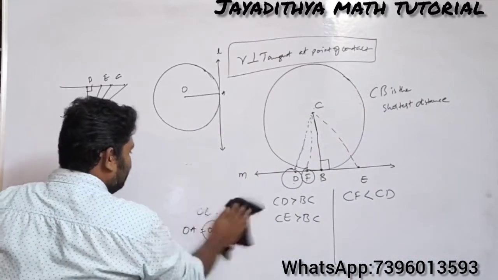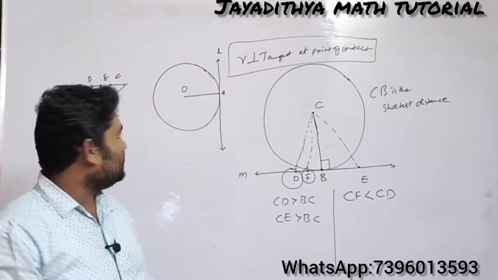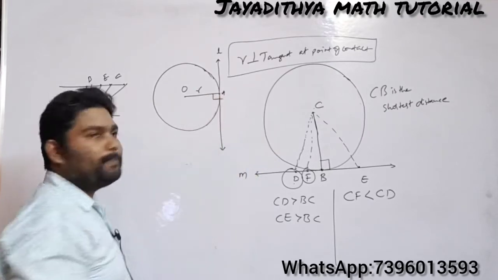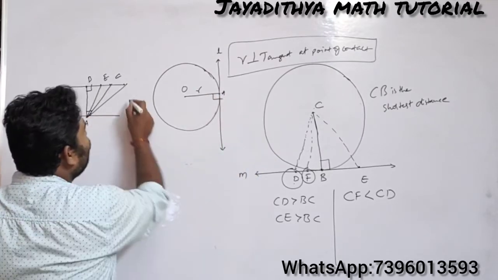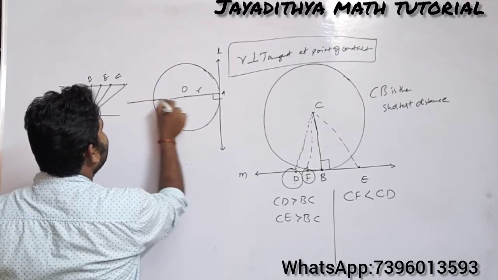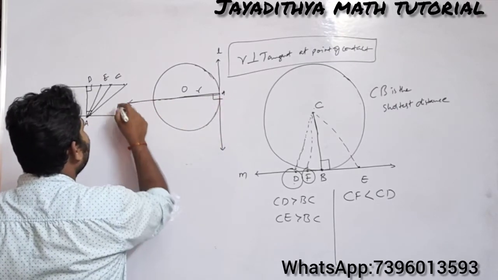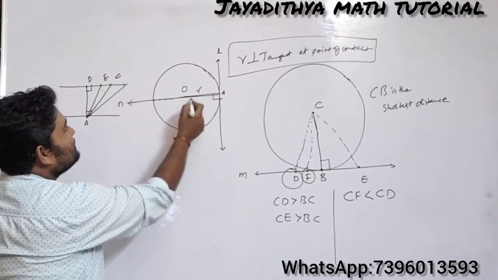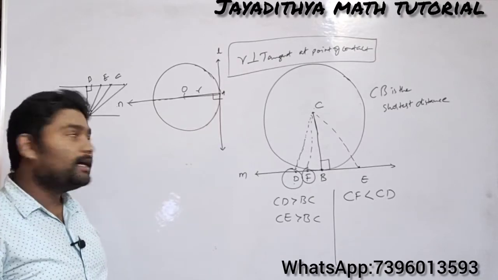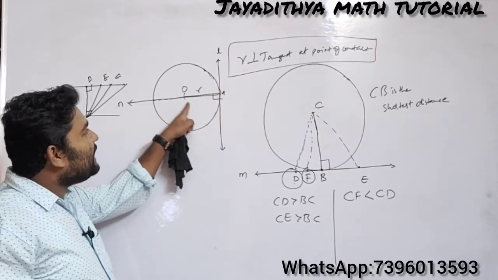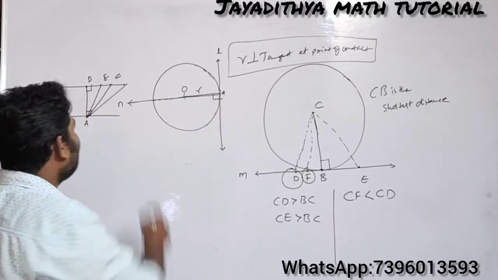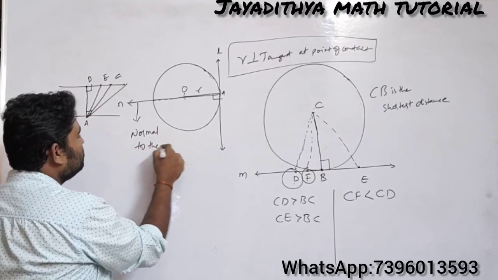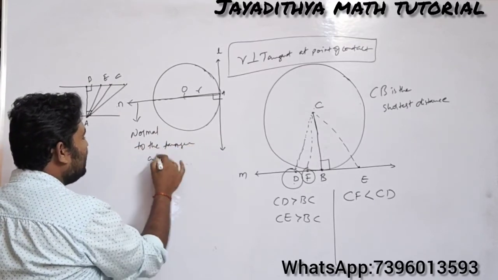Before that, let me tell you one more interesting point. Here OA is the radius. Just now we concluded that the radius will be perpendicular to the tangent at the point of contact. If I draw a line like this, let me call it line N, you can observe the line N contains the radius. The line which contains the radius at the point of contact is known as the normal to the tangent at the point of contact.